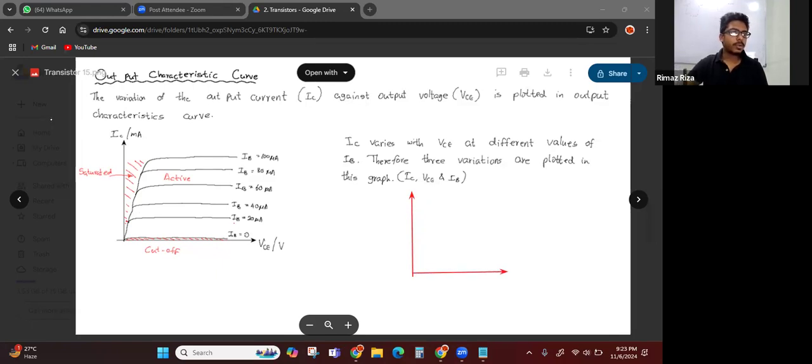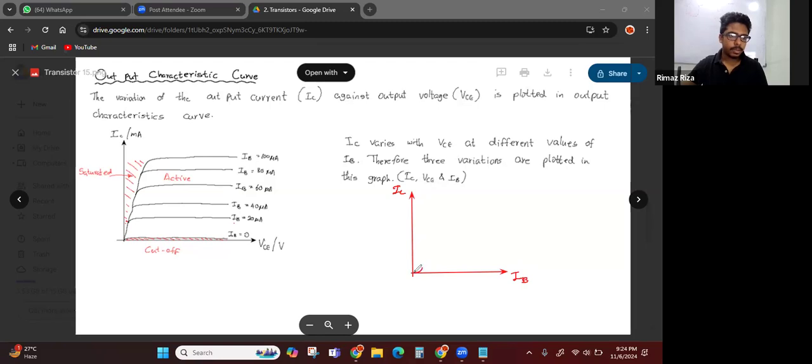Everything's connected. You have to understand very well. So here I'm going to draw the transfer characteristic curve. Transfer characteristic curve, IC versus IB.